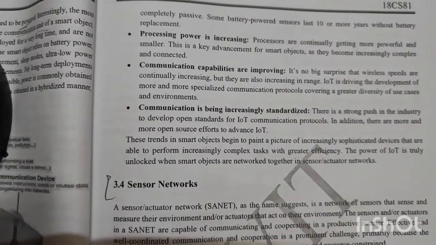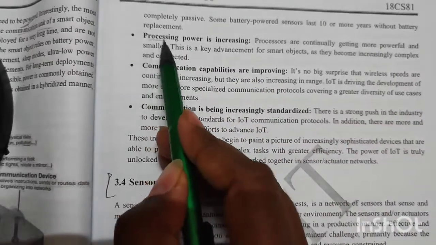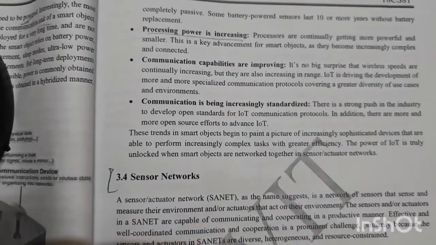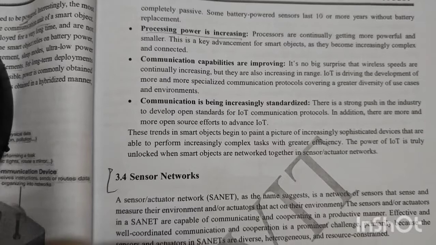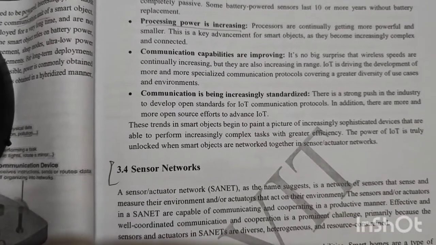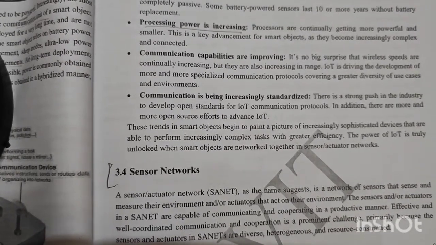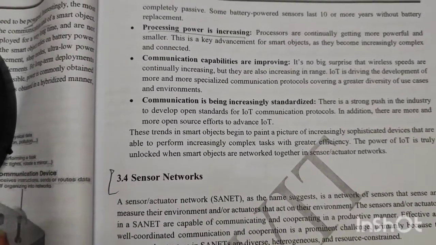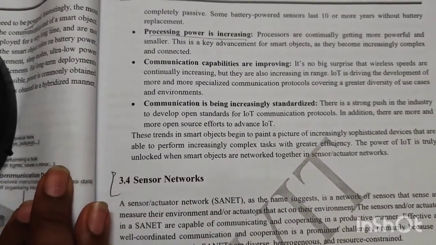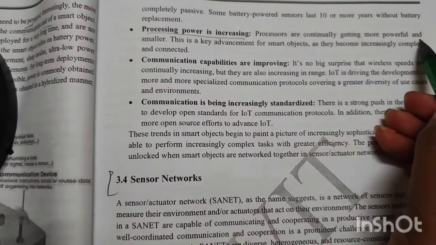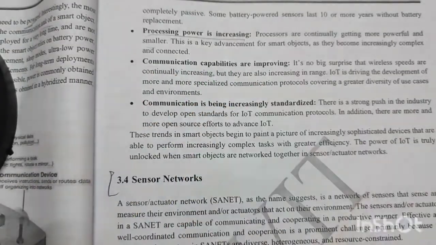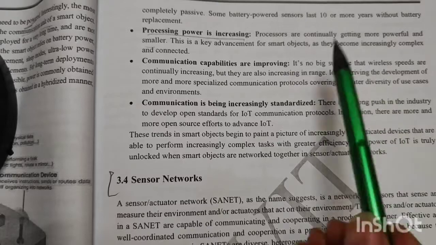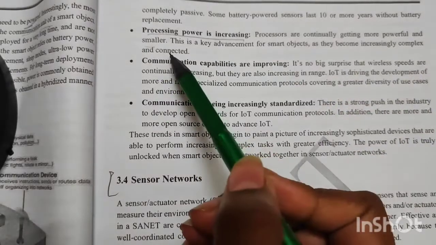Then processing power increases. You need smaller size, low power consumption, and increased processing power. The processors are continuously getting more powerful and smaller. This is the key advancement of smart objects as they become increasingly complex and connected.